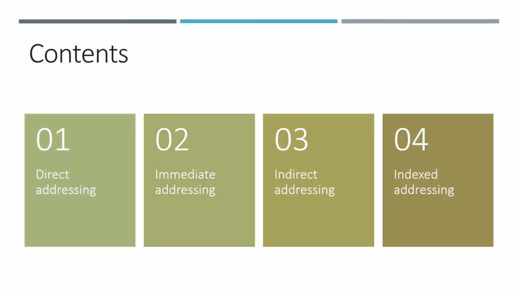There are four ways of referring to data in an assembly language command. These are called direct addressing, immediate addressing, indirect addressing, and indexed addressing. I'm going to quickly review each one of these.